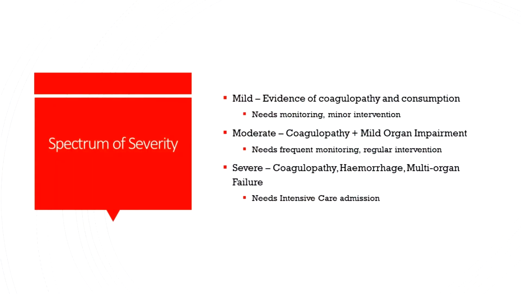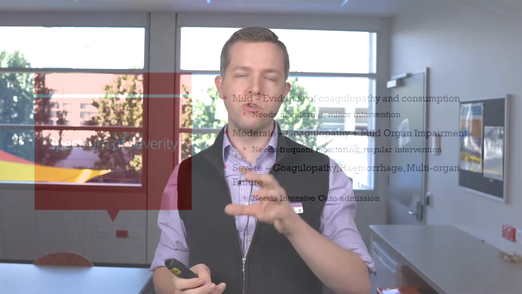And at the severe end of the spectrum, we can see an overt coagulopathy, we see spontaneous hemorrhage, and we see multi-organ failure. These people need intensive care admission, and this is the group that is associated with very high mortality with DIC.